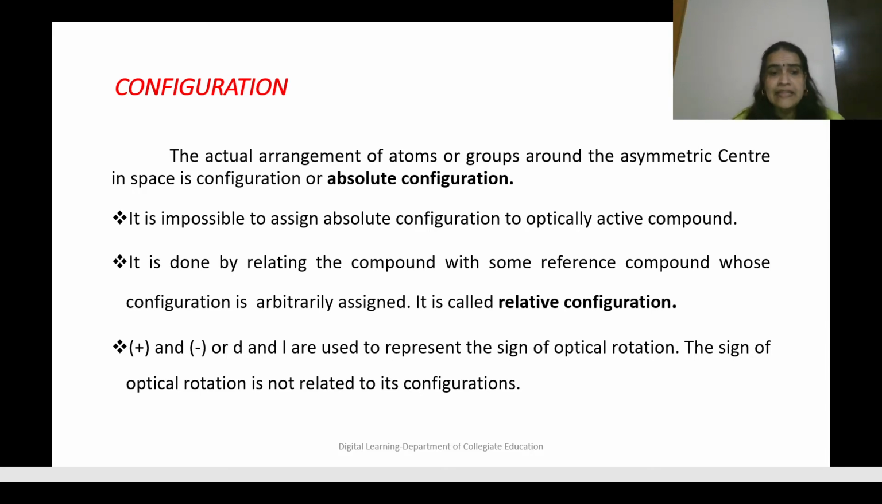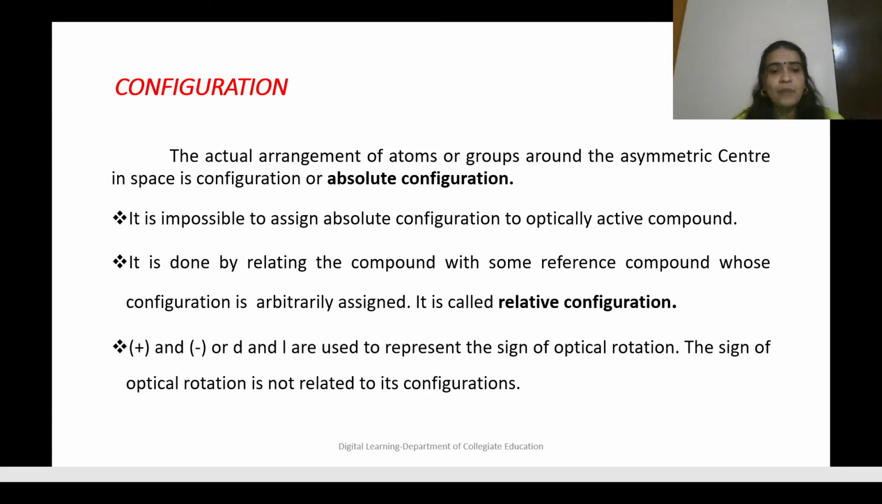Now plus and minus or small d and small l are used to represent the sign of the optical rotation. In the last session we have seen already that an optical isomer can rotate the plane polarized light either towards the right or towards the left. So in which direction is it rotating? If it is rotating towards the right side, we represent it by plus sign or we write D form, D stands for dextro form. Or if the optical isomer is rotating the plane polarized light towards the left side, we give minus sign, or it is the levo form.